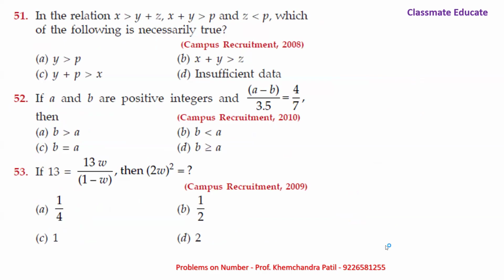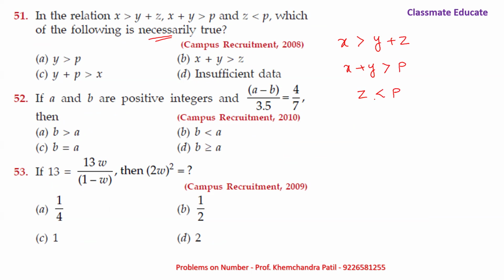Look, all three questions are ones that have been asked in campus recruitments somewhere or the other. And if this meeting is ending, then join the meeting again for the last 15 minutes. In the relation X is greater than Y plus Z, X plus Y greater than P, and Z is less than P, which of the following is necessarily true? This is the trend of asking the questions. Questions like these are definitely asked to you.